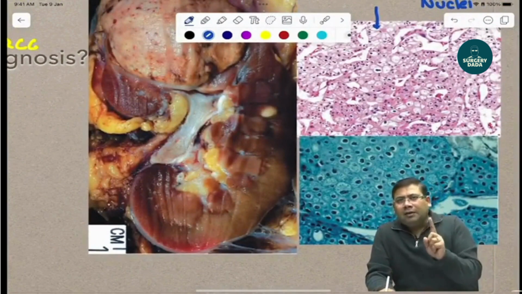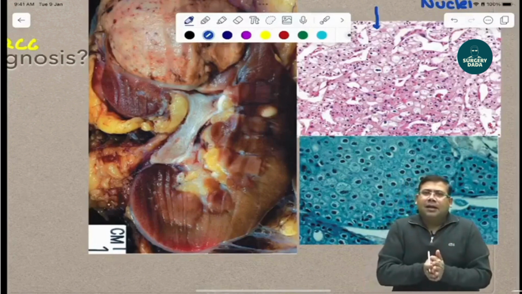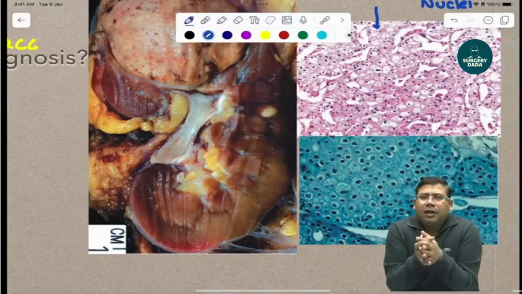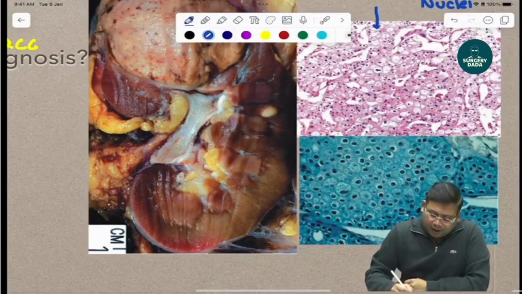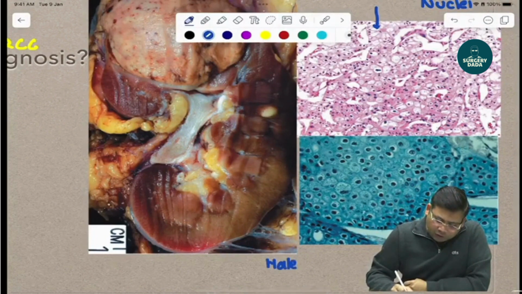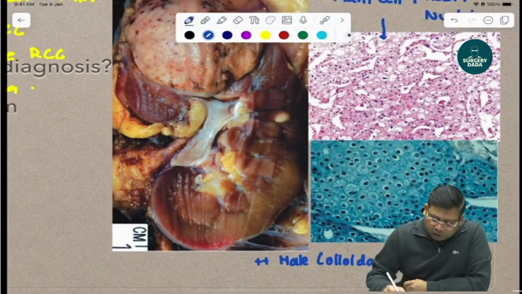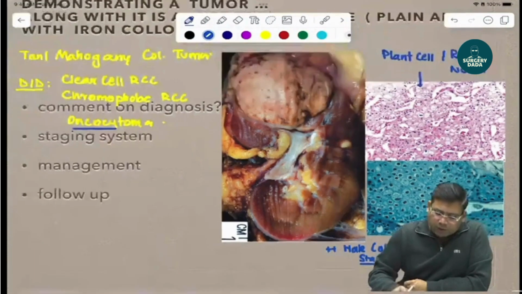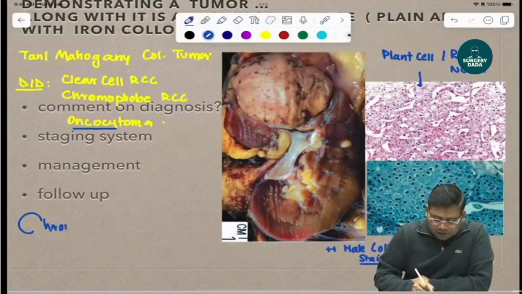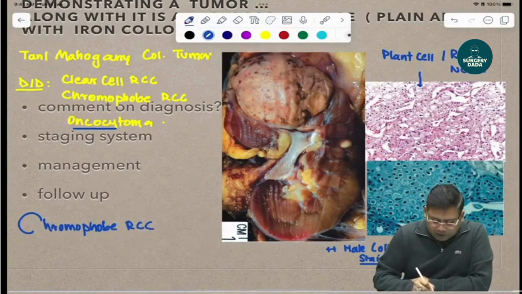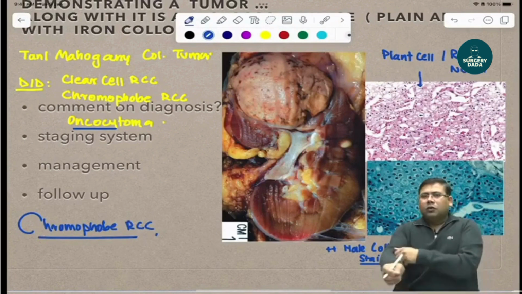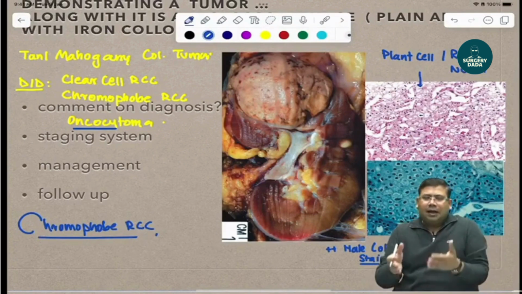There is only one tumor in the RCC category which has affinity for the iron based stain, and this is Hale colloidal iron stain. So any tumor of the RCC category which is positive on Hale colloidal iron stain, students, that is only and only one tumor, that is chromophobe. So what is this? This is a chromophobe RCC. This is what is very important. So chromophobe RCC is the answer here.